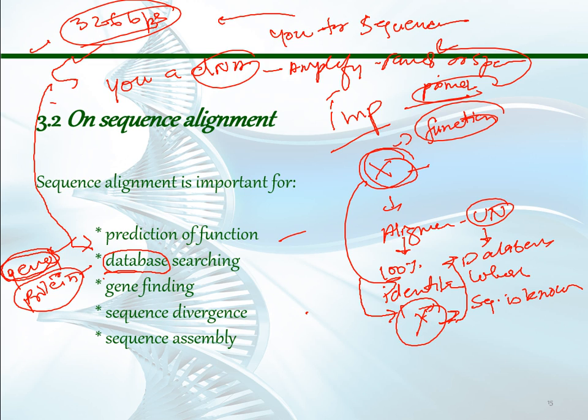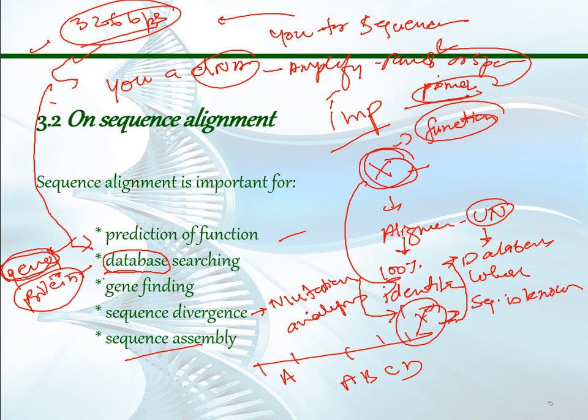Then sequence divergence: how much your sequence has diverged from the original one, meaning mutation analysis. Then sequence assembly means, suppose there is one sequence or chromosome, how these A, B, C, D are aligned. Suppose this is the sequence of this ABCD gene.